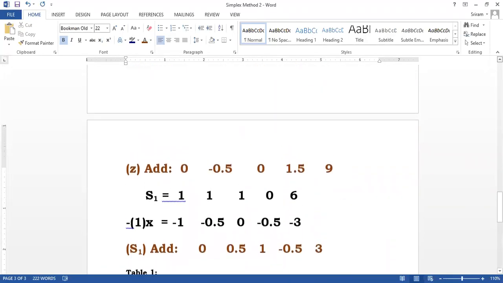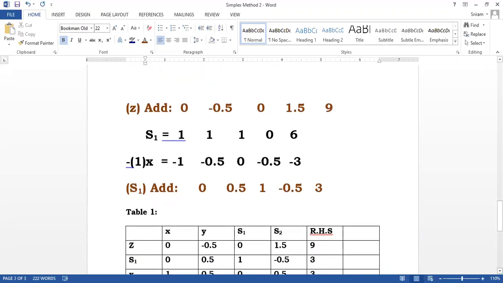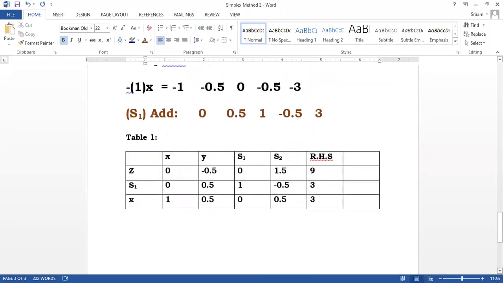Then the next value, when we check for x, here we have the value of x. What is the value of x? 1, 0.5, 0, 0.5, 3, isn't it? So I am going to take the value as it is: 1, 0.5, 0, 0.5, 3. Everybody understand how to formulate the table? Next table.